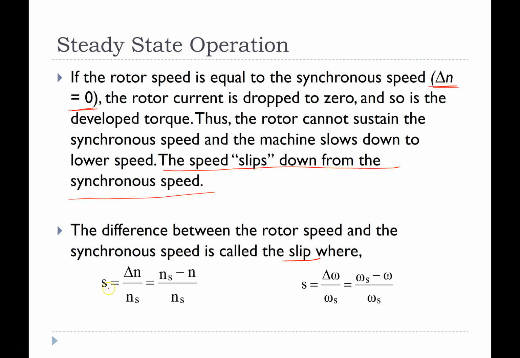So the slip is the ratio of the difference between the synchronous speed and the actual mechanical speed, divided by the synchronous speed. So you could calculate it in terms of n in RPM, or omega in radians per second. It doesn't matter. Both of them would give us the same value for S, the slip. Remember, omega and the speed n are basically the same thing, just using different units.